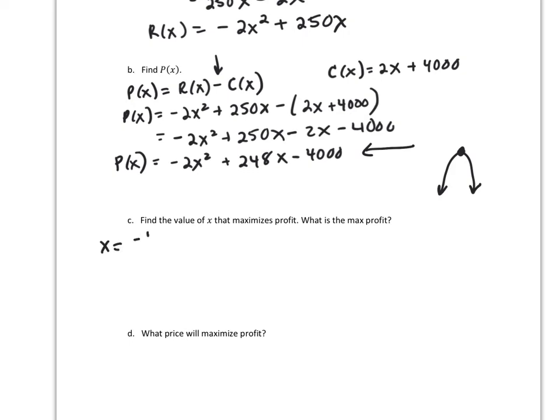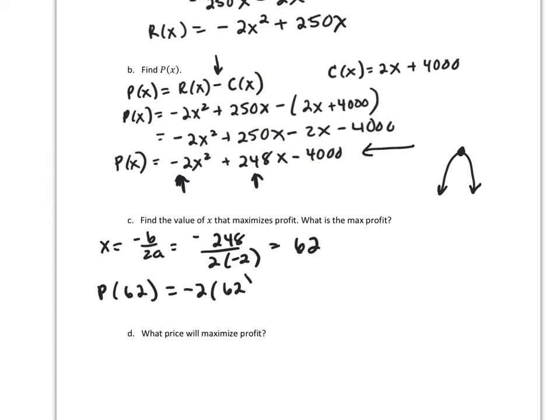So x equals negative b over 2a. And that's going to be negative, here's my b right here, and here's my a. So that's going to be negative 248 over 2 times a negative 2. And that gave me 62. And now, because the value of x is 62, we want to figure out what is the maximum profit. We want to find p of 62 to actually find the amount of profit. That's negative 2 times 62 squared plus 248 times 62 minus 4,000. And I used my calculator and got 3688 for my amount of profit.